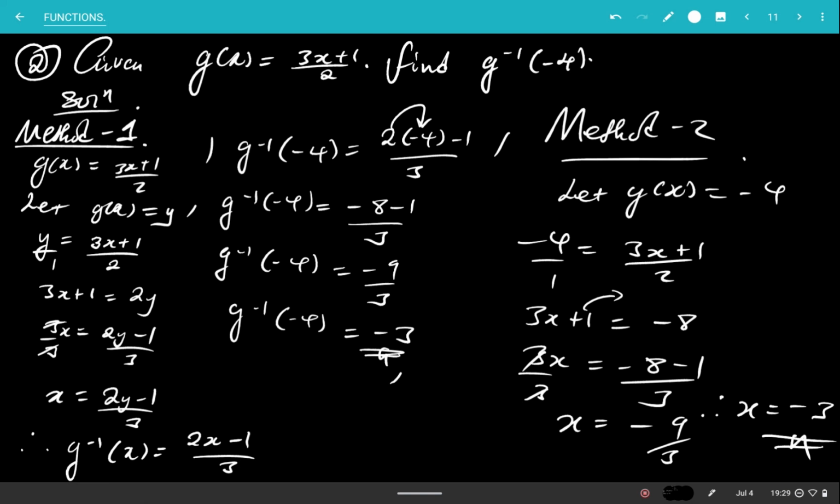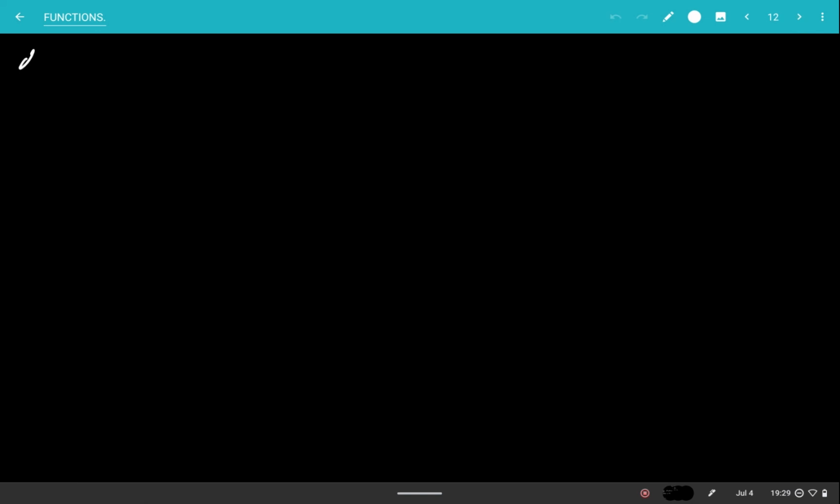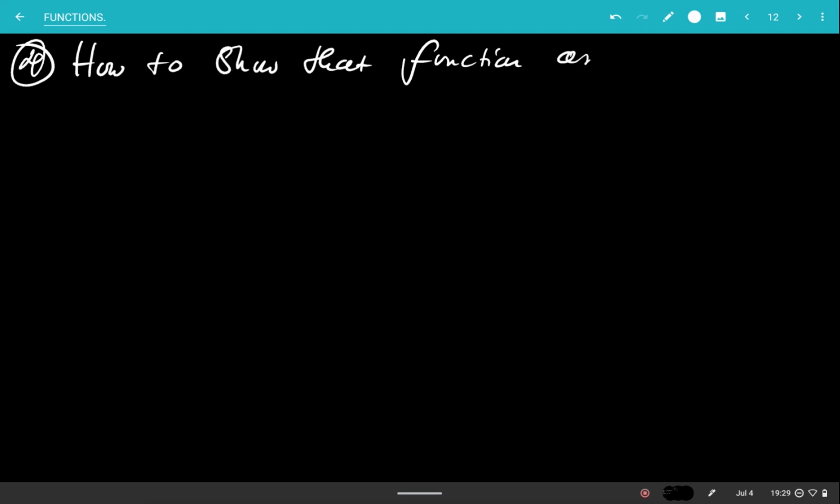Alright, moving on to the next objective. Now, in this objective, we'll learn how to show that a function or functions are inversely related, which means that they're inverse of each other. So, how to show that functions are inverse of each other.